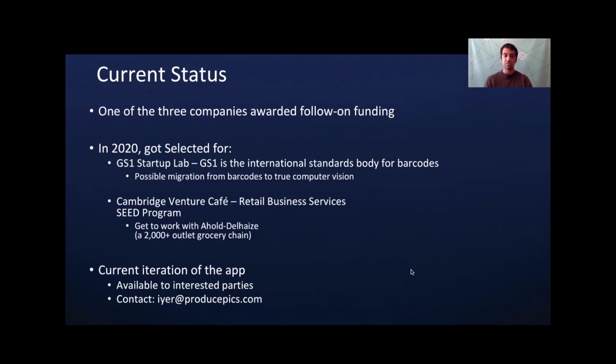We have our test app available and are working with clients to launch the final product later this year.